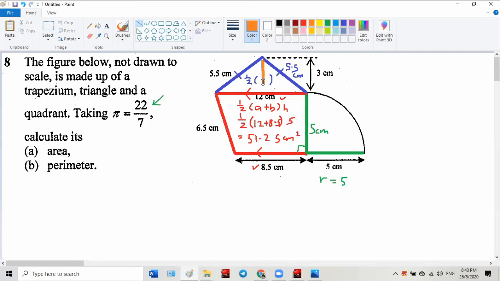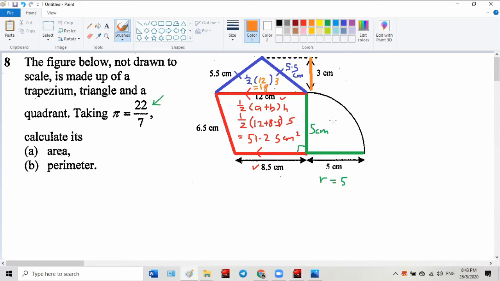12 cm. Yes, pointing to you. Can you see or not? You know, each one is 5.5. Half times the base, which is 12, times the height, which is 3. Can you see or not? Okay, give me this value. 18. Okay, can you see or not?